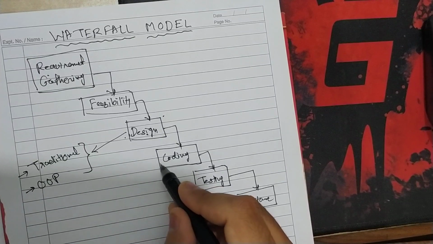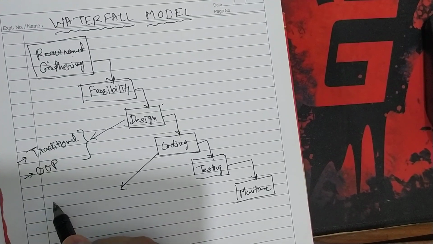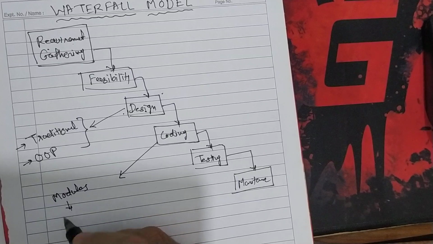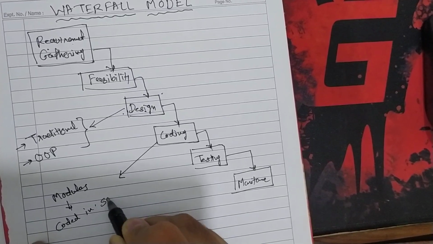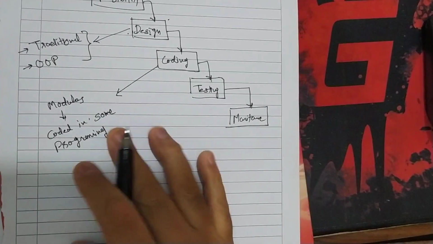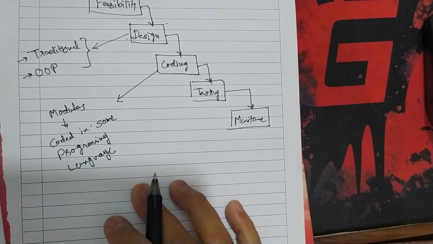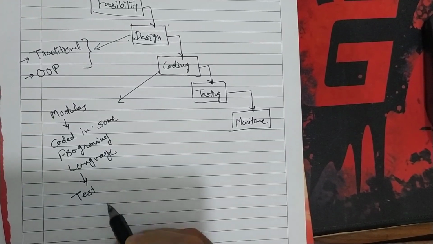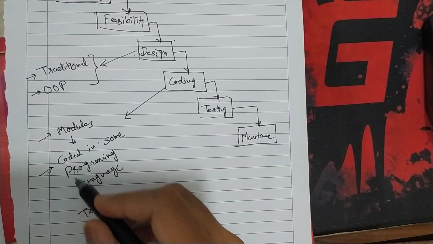After the design, the next phase is coding. In coding, we will divide the software into multiple modules, and then each module is coded using some programming language by the team. After that, each module is tested independently. So first we divide the project into different modules, then each module will be coded in some language and each module will be tested.